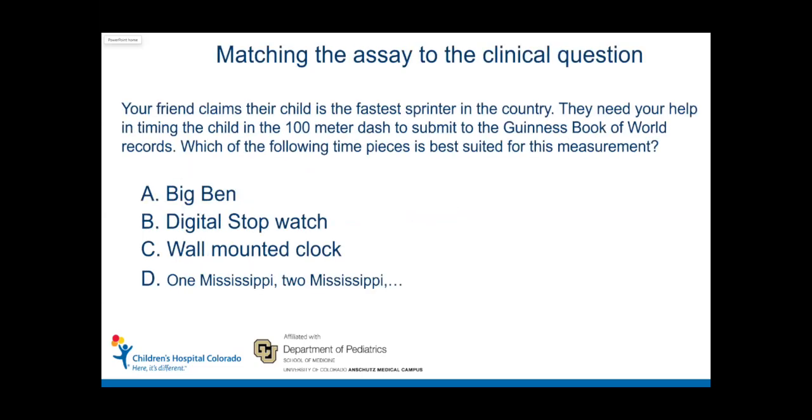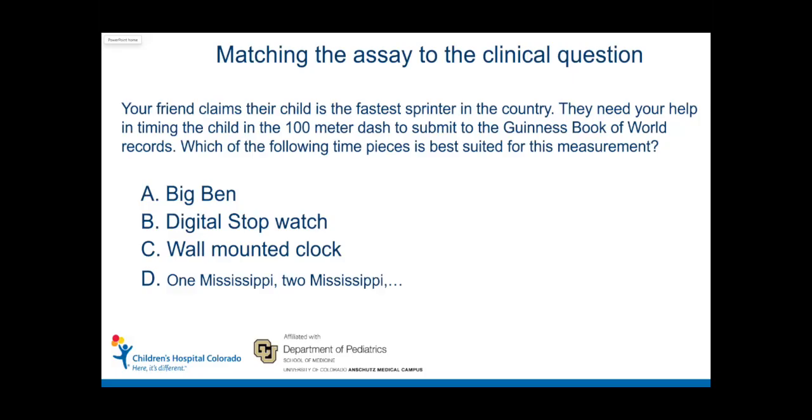I do want to start with a broad concept. Say that your friend claims that their child is the fastest sprinter in the world, and they need your help in timing the child in a 100-meter dash to submit to the Guinness Book of World Records. The question is, what timepiece are you going to use for this measurement? Are you going to go to London and use Big Ben? Are you going to use a digital stopwatch, a wall-mounted clock, or the old-fashioned 1 Mississippi, 2 Mississippi, 3 Mississippi? Now, all of them will work.